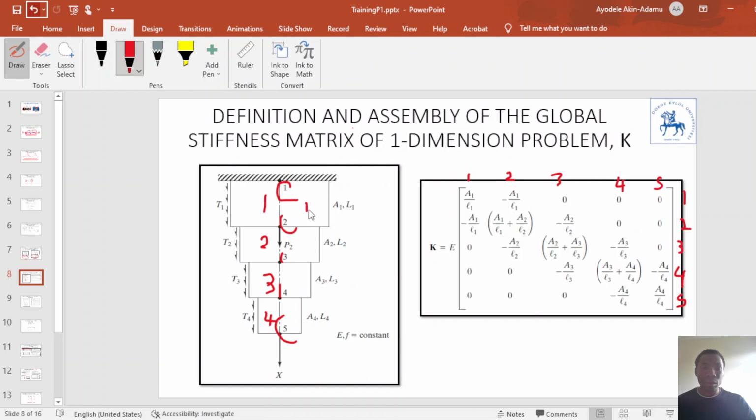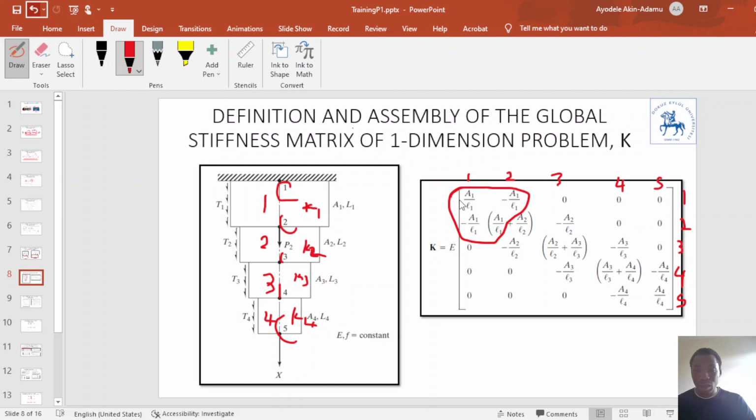We have K1, K2, K3, K4 as the local stiffness matrices. And here we're using a one-dimensional linear element, so each local stiffness matrix has size 2 by 2. So how is this assembled? If you look at this K matrix written here, you will notice this similarity.